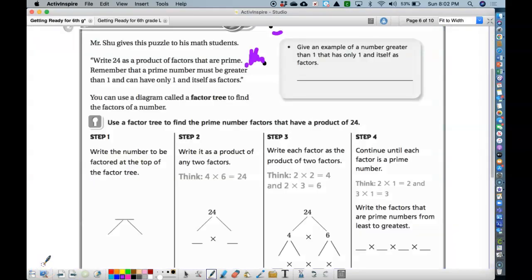For that, Mrs. Wells' commercial break, you also got to watch that video on Factor Down the Tree. Let's take a look at this question.